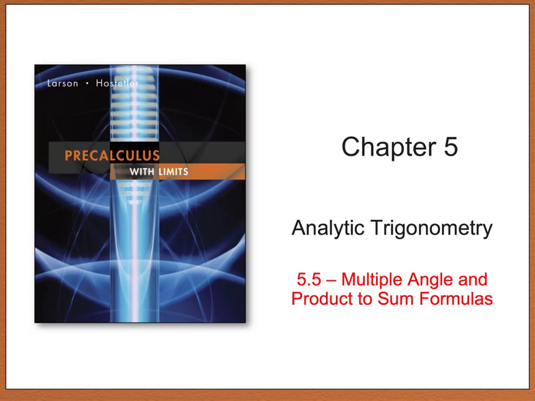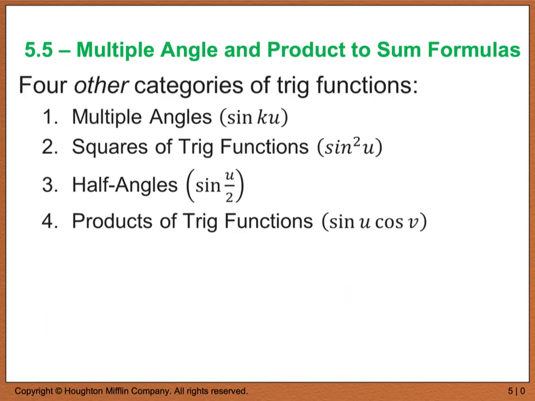Today we're going to look at 5.5, which deals with multiple angle and product to sum formulas. In this section, we're going to look at 4 other categories of trig functions. Those 4 other categories deal with multiple angles, something like sine of some constant k times u, so it would be like the sine of 2x or the sine of 5y, or however you want to phrase it.